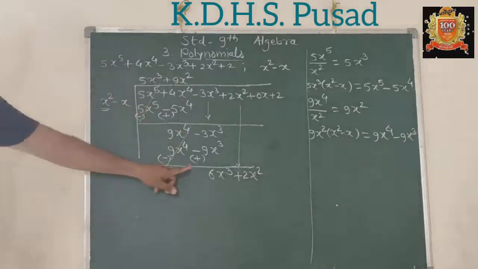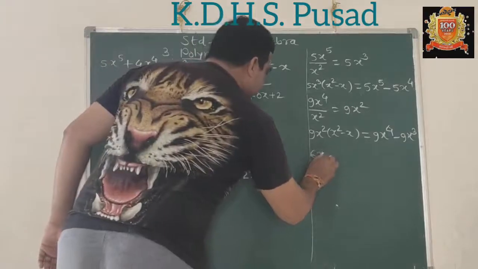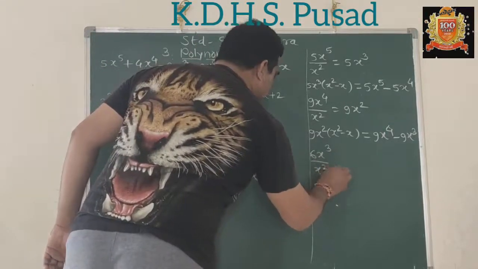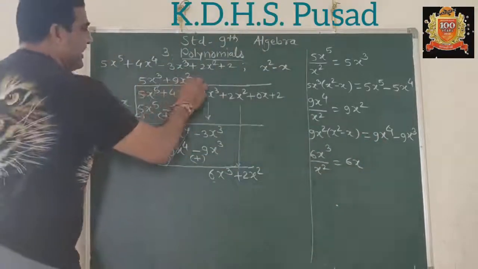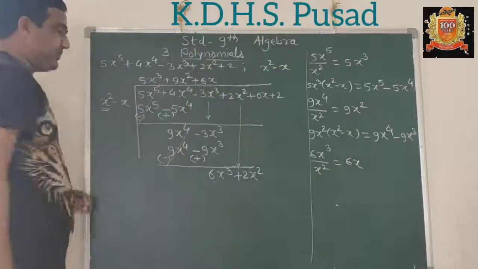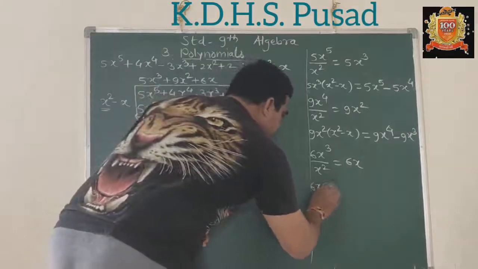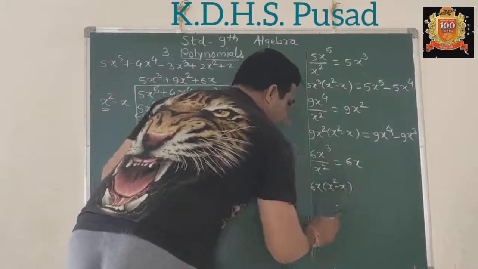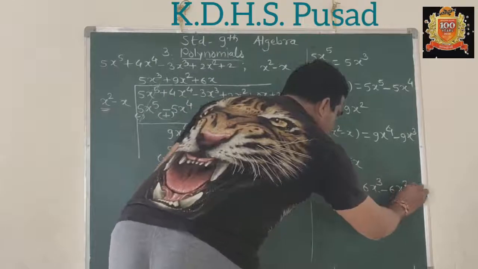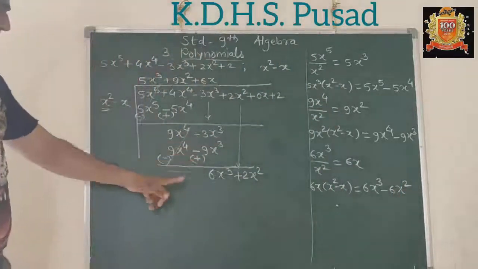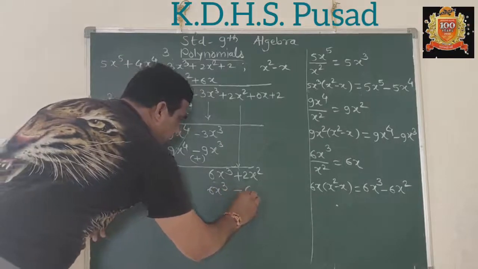Again we have to continue. Now divide this by this. So here 6x cubed by x squared. So answer will be 6x. Write this answer here with sign plus 6x. Now multiply this and this again. 6x into x squared minus x. So here that will be 6x cubed minus 6x squared. Now here write this 6x cubed minus 6x squared.